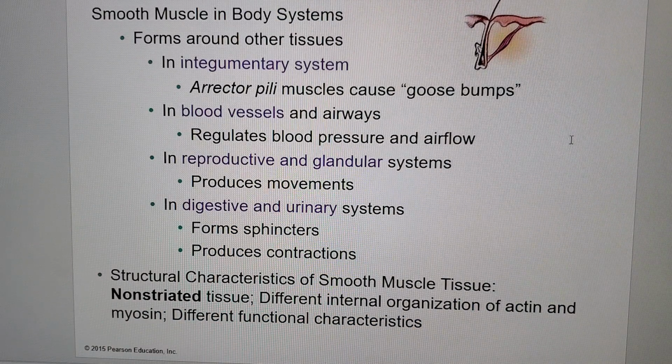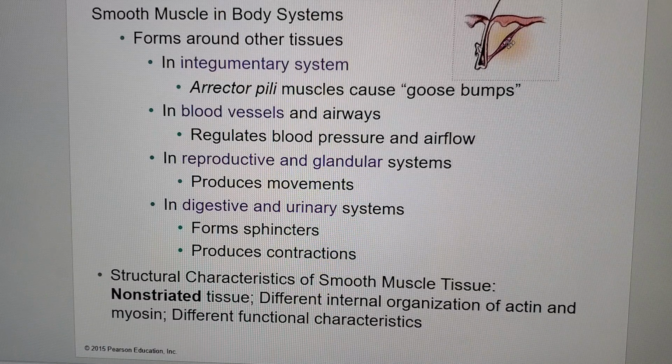Smooth muscle is our last type of muscle to talk about. It is pretty much all over the body. It's going to form around other tissues. In the integumentary system, I put a little image here. You can see a hair follicle where an erector pili muscle is attached at the base. When a person gets goosebumps, it's because this erector pili muscle has shortened, and it causes that little dimple on the top of the skin.